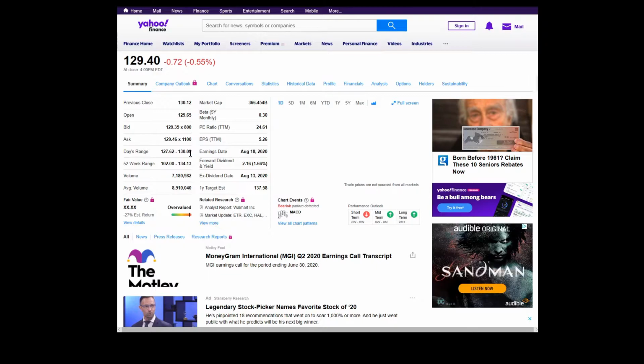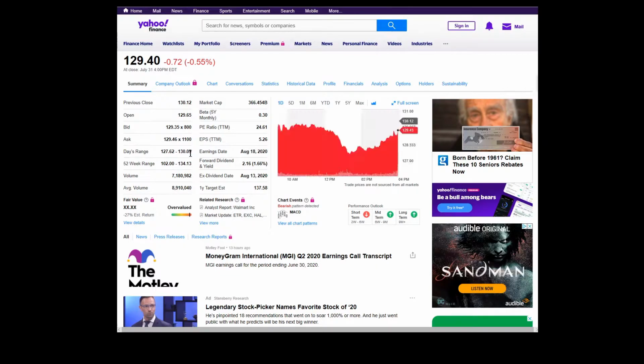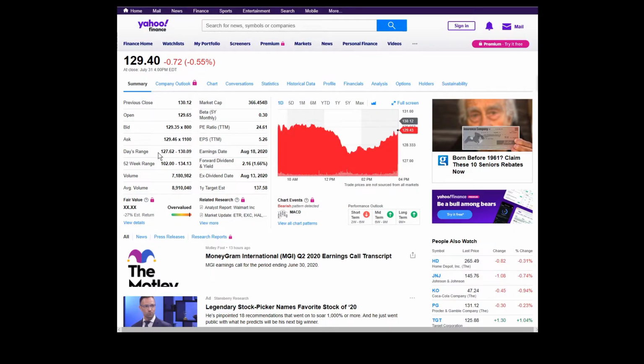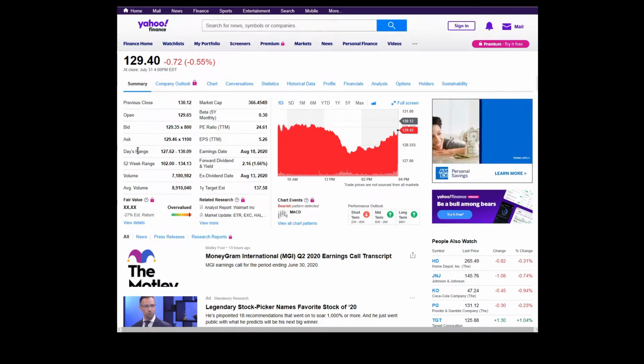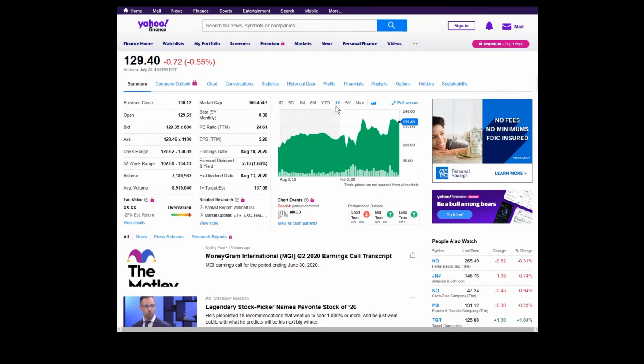So the day range is just simply the highest and the lowest point of the day that you're looking at. So again, I'm looking at this on a Saturday. So for the Friday, really it only shifted by $3 per share. Then you have the 52-week range, which is the exact same thing as the day range, but instead of it just being today, this is over the last 12 months. So what we can do is click the 1 year up here. So the highest number on this table should equal this 134.13.